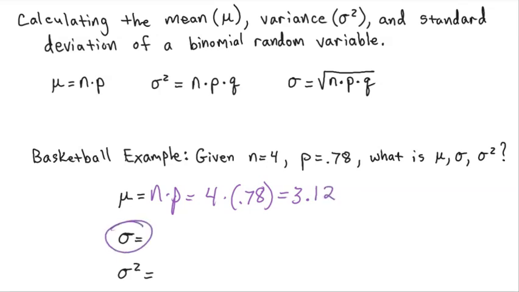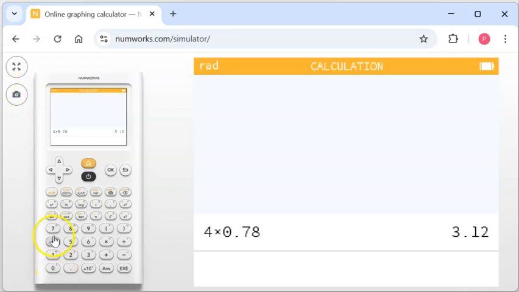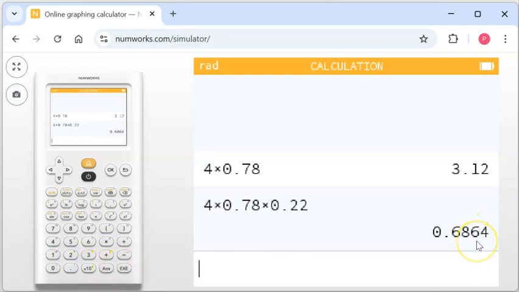Now, in order to get the standard deviation, first we need the variance. Variance is n times p times q. Let me remind you, we're given n and we're given p, but q is 1 minus p, so q is going to be 0.22. That's the probability of failure. So here we're going to have 4 times 0.78 times 0.22, and that'll be our variance. That gives us 0.6864.